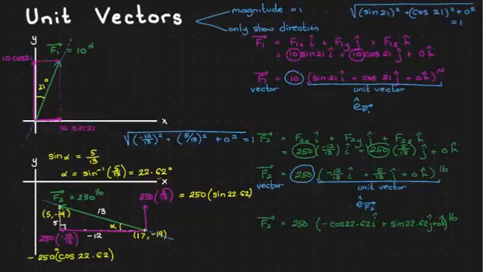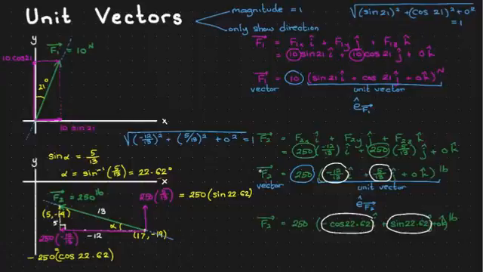So does that mean that negative 12/13 is numerically equal to negative cosine of 22.62? Yes, that's exactly what it means. Is 5/13 numerically equal to sine of 22.62? The answer is yes. We have expressed F2 in terms of Cartesian vector form, in terms of ratios, or in terms of the angle 22.62.